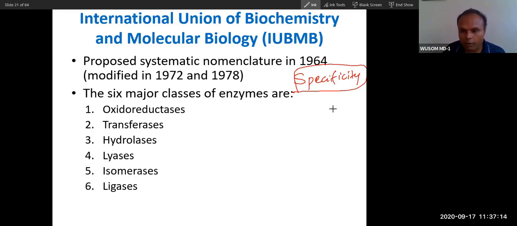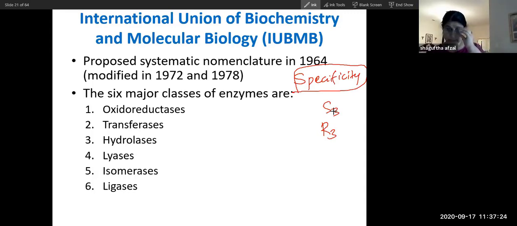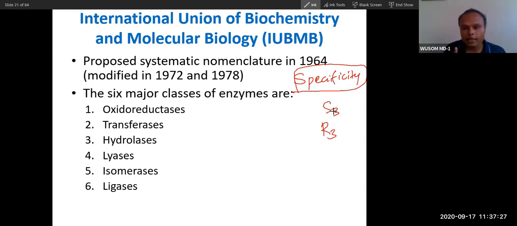So how many properties have we seen? S3 and R3. I told you. S3 means speed, selectivity, and specificity. R is reaction site or active site, and then reaction condition, and then regulation. So 6 properties we will be talking about. In the whole enzymes topic, we will talk only about properties.